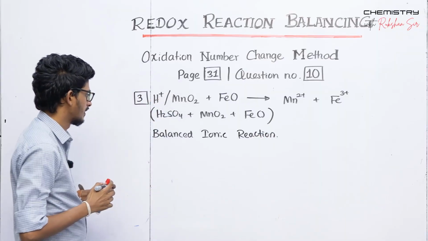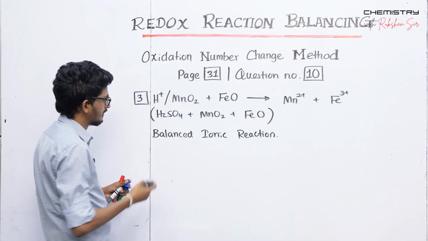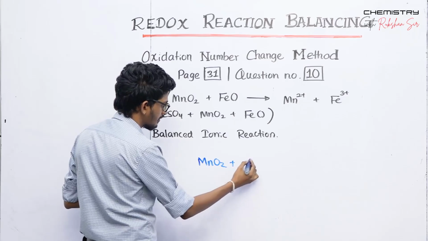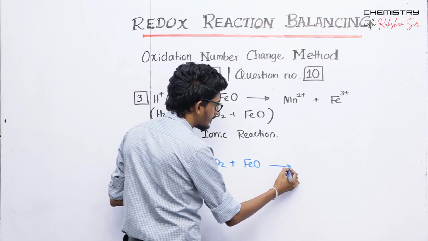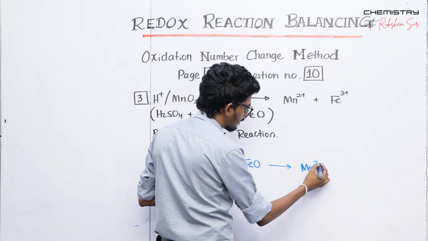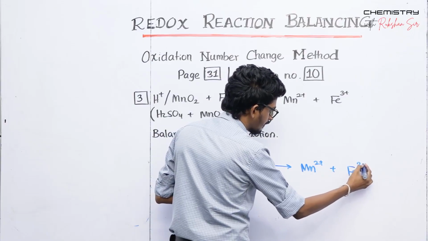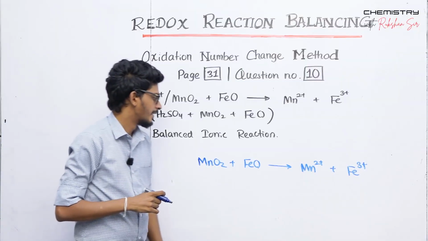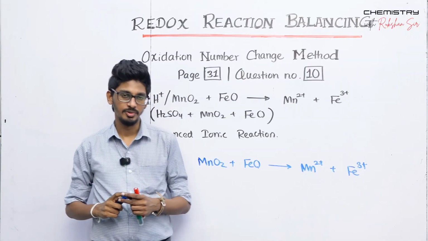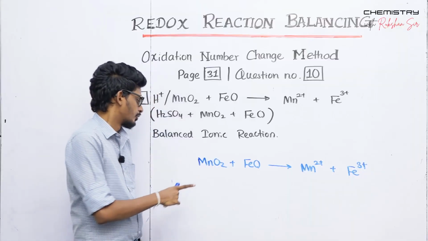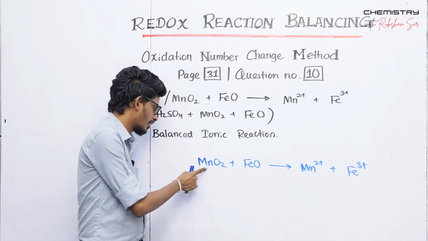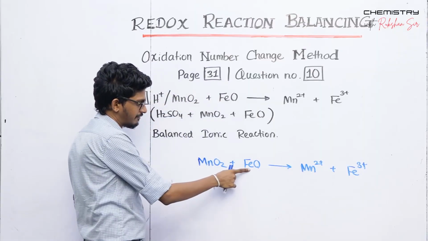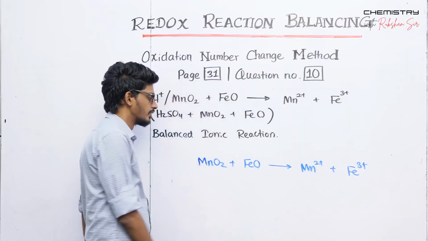Balanced ionic reaction, right? Okay, first of all, just write the chemicals appearing there, reacting with FeO, forming Mn2 plus and Fe3 plus, right. Let's start. First step is balancing redox species, right? So redox species, you have one manganese here, so one manganese there, that is balanced. One Fe there, one Fe there, so those are balanced.